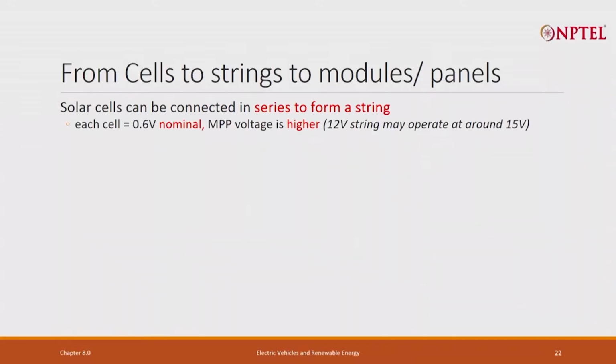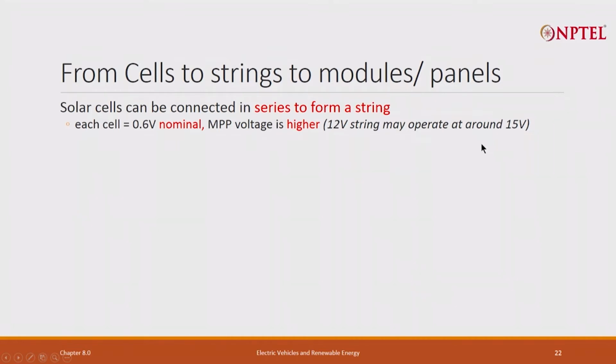So, a typical silicon solar cell has a 0.6 volt nominal. Maximum power point voltage is slightly higher, more like 0.75, 0.8. And you can make a string. If you want 12 volt, take 20 of them in a string. But since I told you the maximum power point is at 0.75 volt, it may operate around 15 volts.